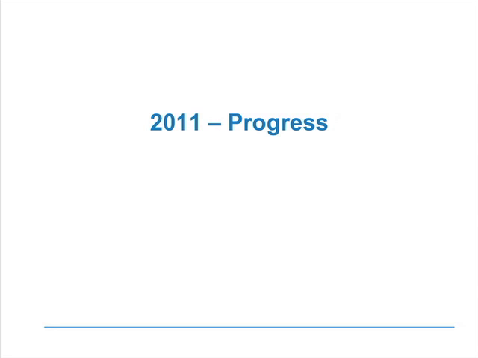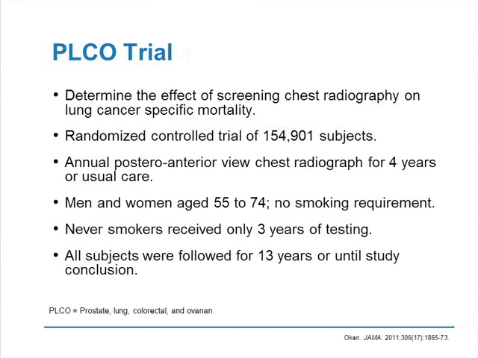In 2011 and onward, there's been an awful lot of progress in this area, and most of it was driven by two landmark trials published in 2011. The first, the PLCO Trial, had an aim of determining the effect of a screening chest X-ray on lung cancer-specific mortality. They enrolled over 150,000 subjects from ages 55 to 74. There was no absolute smoking requirement to enter this screening trial. And those who were smokers had a chest X-ray every year for 4 years, never smokers for 3 years, and all were followed for a total of 13 years.